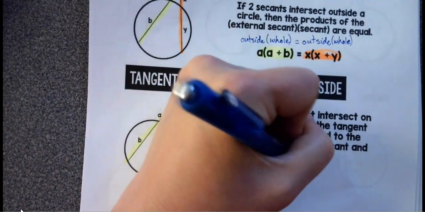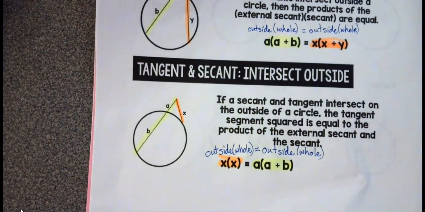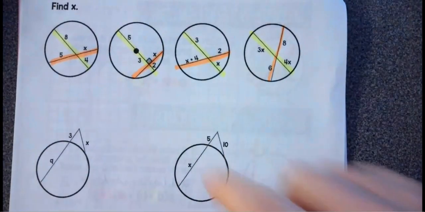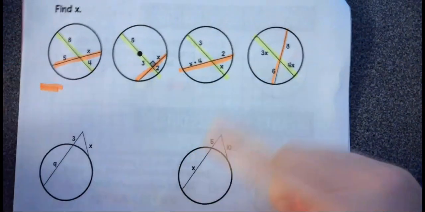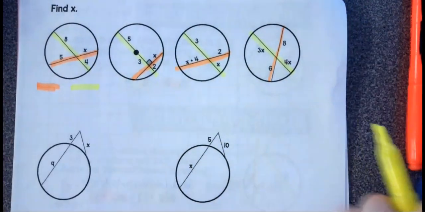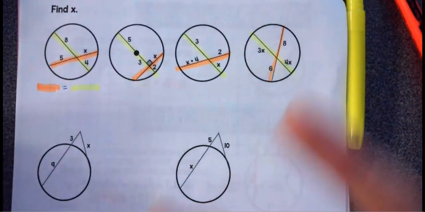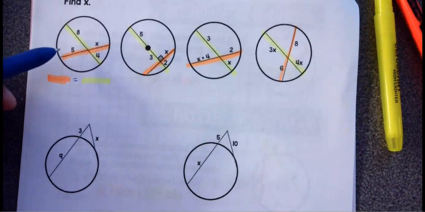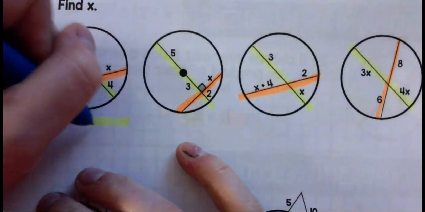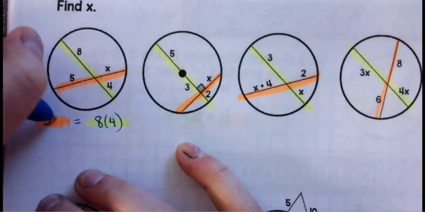Outside and whole. Okay, so it's the same idea, outside times the whole. The main thing to remember is to make sure that you are multiplying the same line, because sometimes people want to get crazy and multiply 8 times 5 and then it's wrong. Don't do that. It's 8 times 4 would be the yellow side. For mine, it's yellow. You might have different colors. And 5 times x would be the other side.